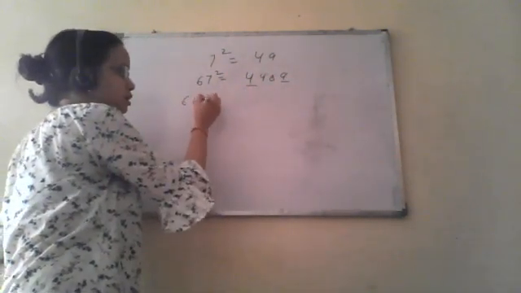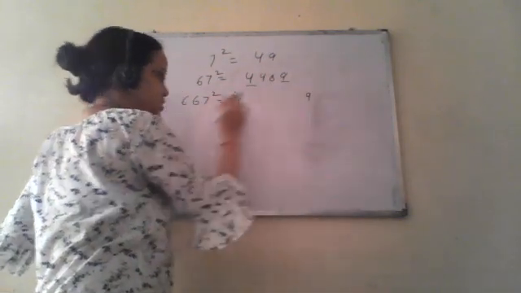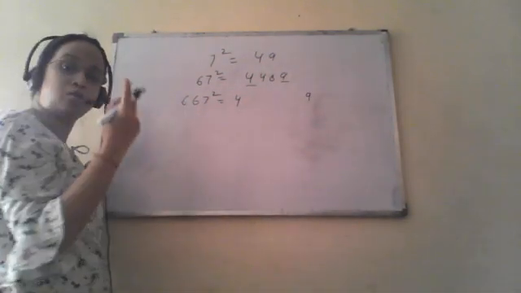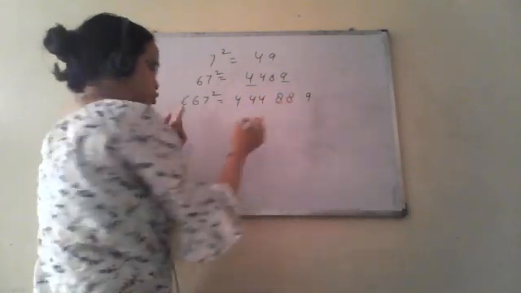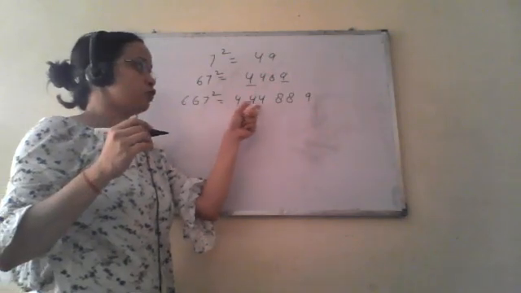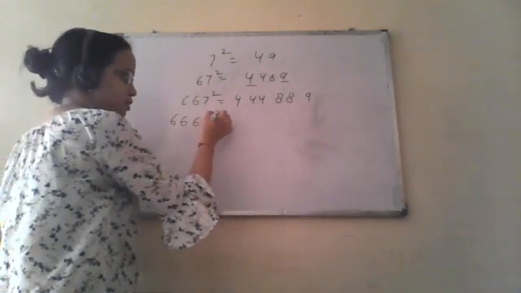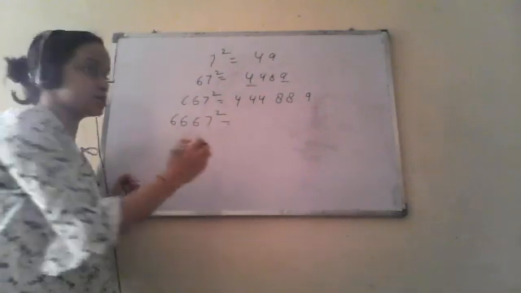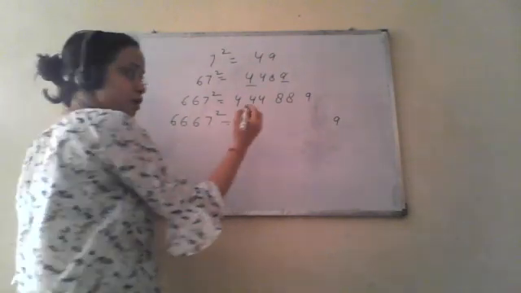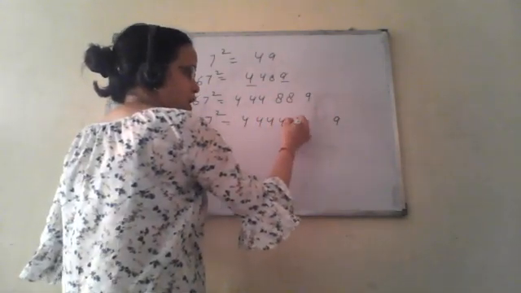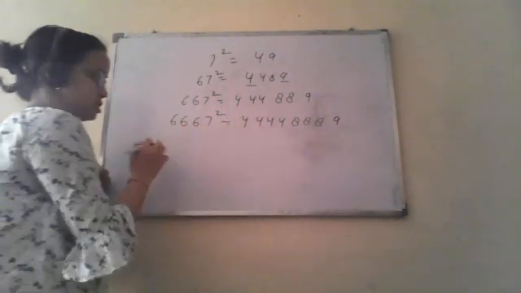Similarly, the square of 667: 4 and 9 are fixed, and there are two 6s. So we have to write two 4s and two 8s, that is 4 4 8 8. So the square of 667 will be 444889. Similarly, the square of 6667 will be, with 4 and 9 fixed, and there are three 6s, so we have to write triple 4 and triple 8 this way. So this is the square of this number.